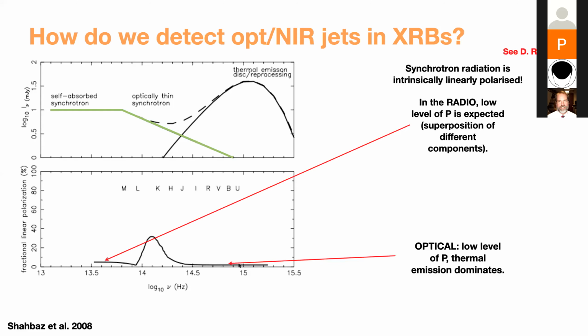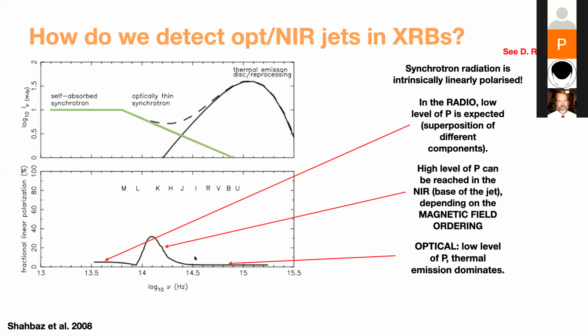In the optical, again, we expect to observe a low level of polarization, this time just because the jet is not dominant in the optical and all the other components are typically unpolarized. And we do expect to observe a bump in polarization in the infrared instead, where the spectrum of the jet is optically thin and also where the accretion disk is not dominant.